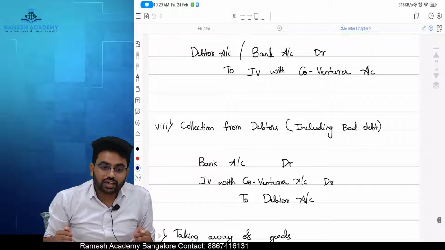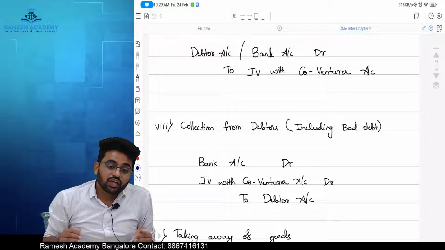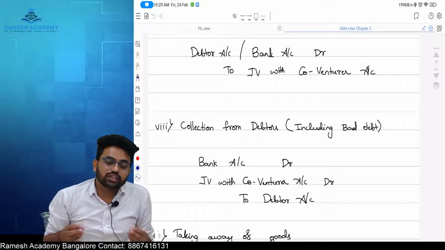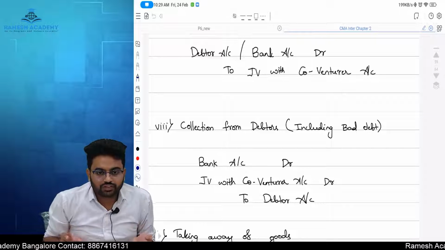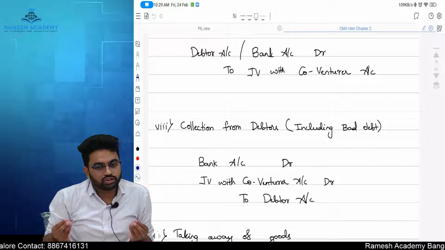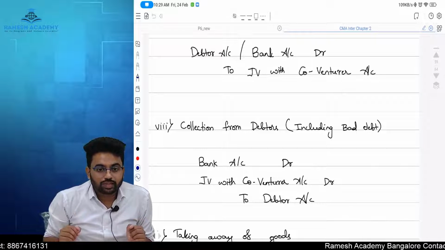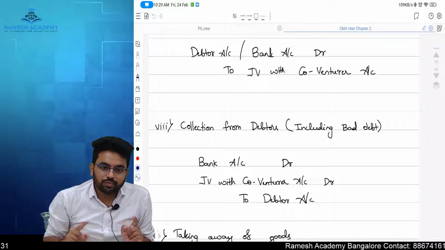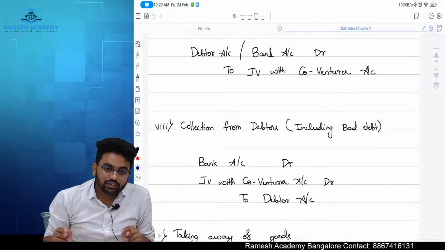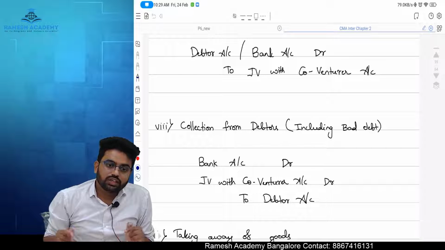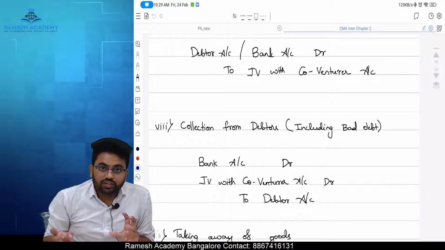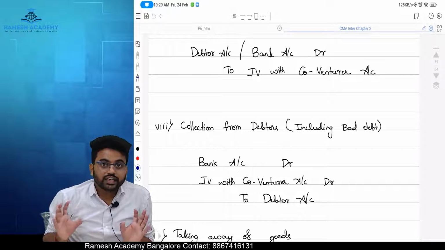When we receive money from a debtor, also let us assume we allowed some discount or there is a bad debt. It is the expense of the joint venture, so joint venture with co-venture account should get debited to that extent. So what will be the entry usually? Usually entry will be bank account debit, bad debt or discount account debit to debtor account. Here, bank account debit, joint venture with co-venture account debit to debtor account.